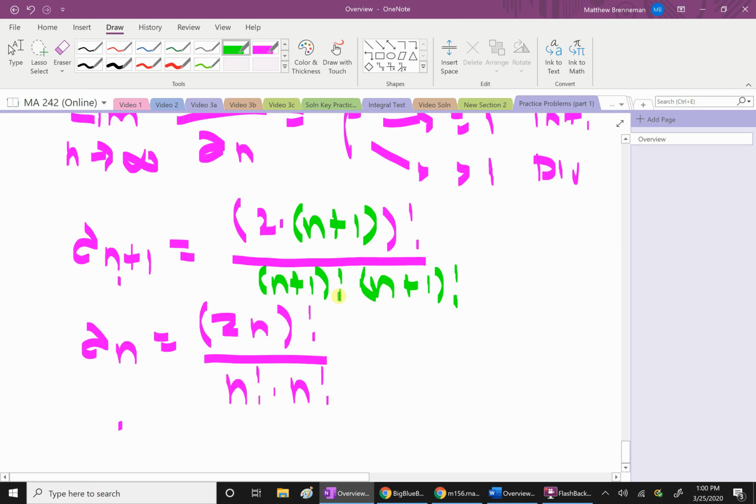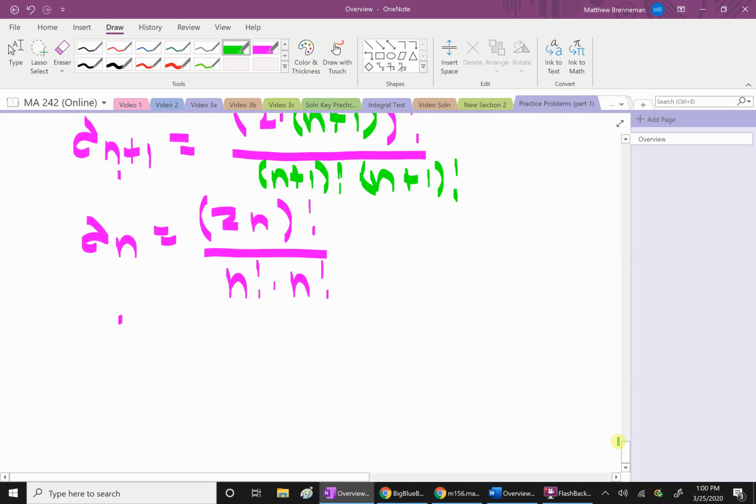Times, these are factorial. When you put all that over the original function? Right. Now I'm going to make this ratio. What I'm going to do is flip the a_n and multiply it by a_(n+1). Okay?